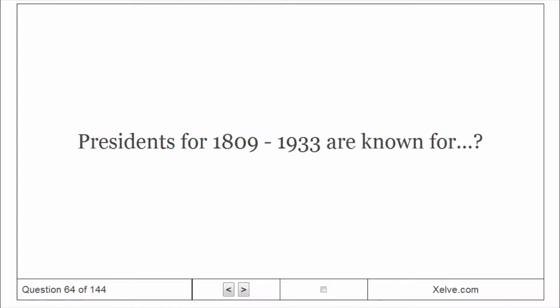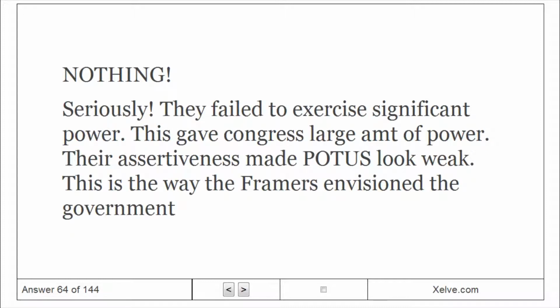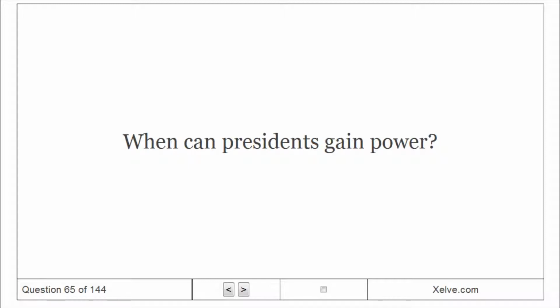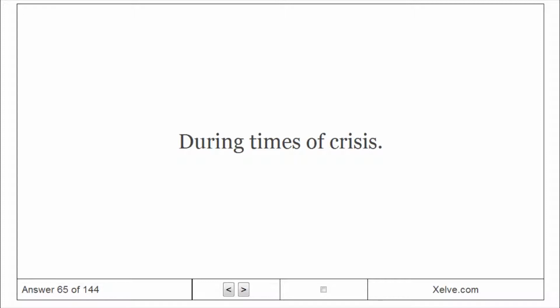Presidents from 1809 to 1933 are known for nothing. Seriously, they failed to exercise significant power. This gave Congress a large amount of power. Their assertiveness made POTUS look weak. This is the way the framers envisioned the government. When can presidents gain power? During times of crisis.